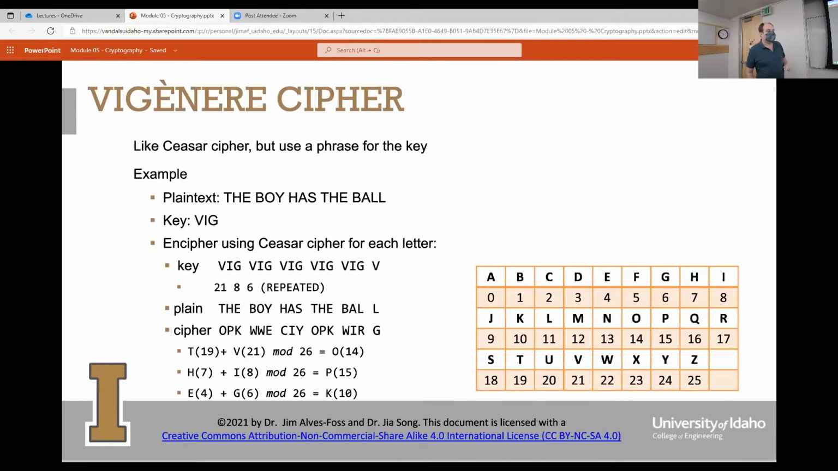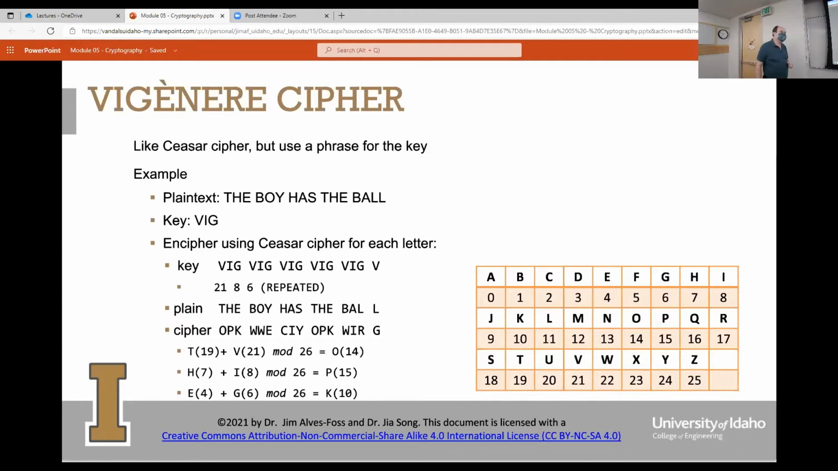So let's make it harder. So Vigenère created a cipher that's like the Caesar cipher, but uses a phrase for the key. If you think about the Caesar cipher, the key was 3, but it could be anything. It's how many letters you want to shift. We use a letter to represent that. So I said the key was D for letter 3.